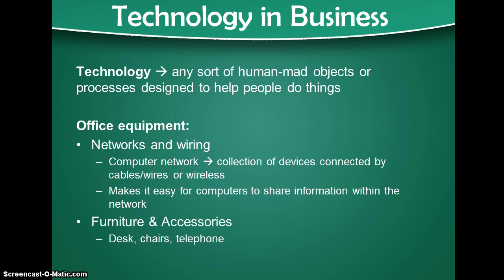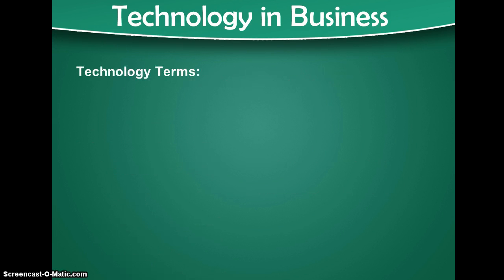Furniture and accessories, again, these all deal with technology as well. The desk, the chairs, the telephone. Again, those are human-made objects that help people do things. And then storage devices, like a flash drive or external hard drive, are common forms of technology in the office space as well.